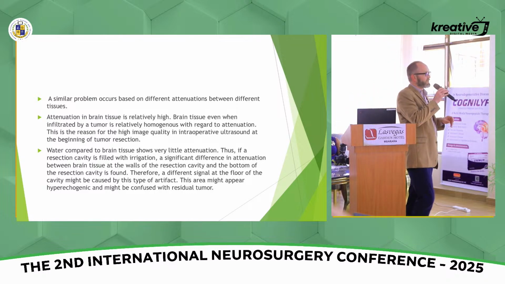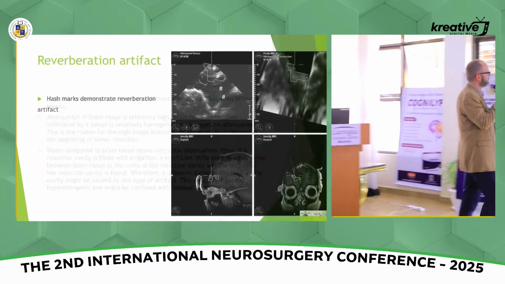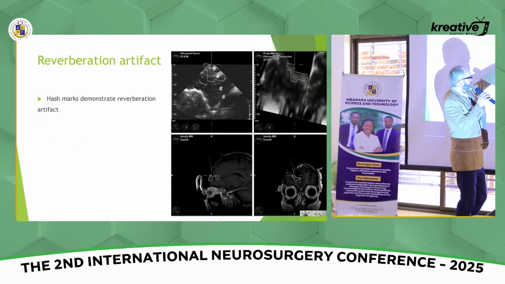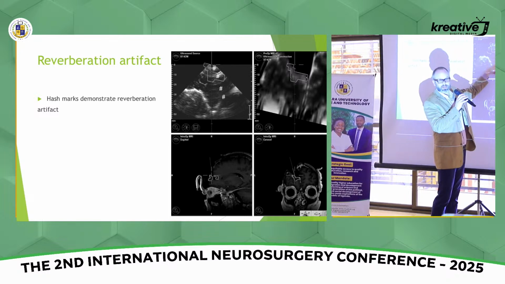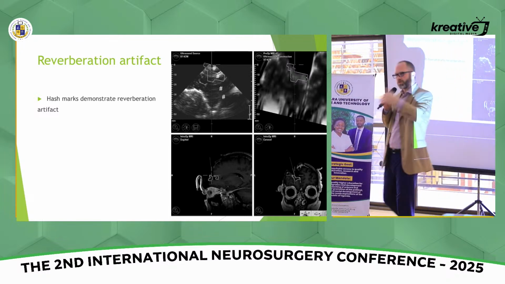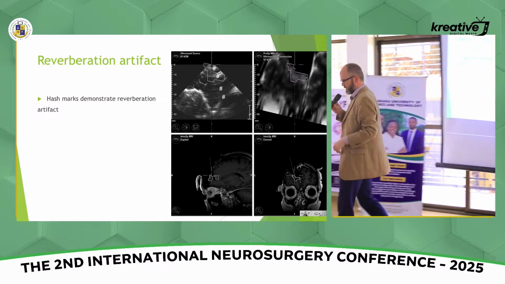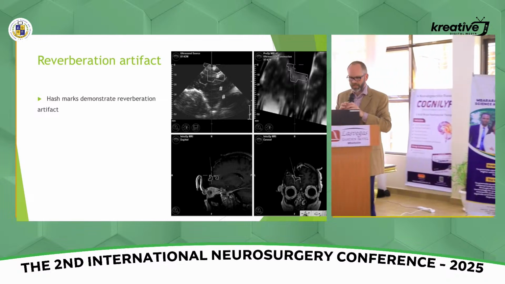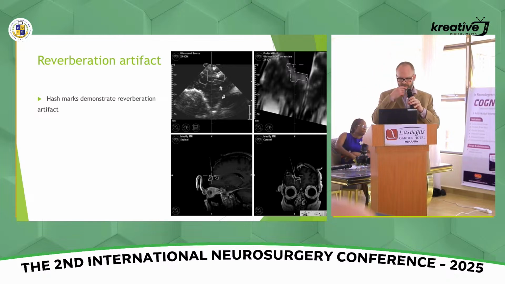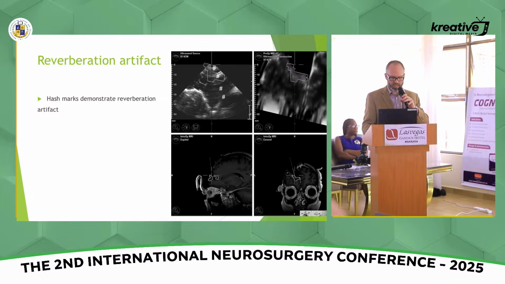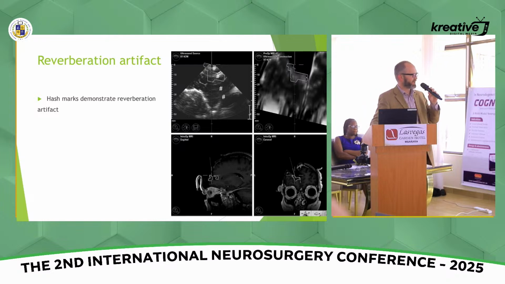So here are some examples. This is a reverberation artifact. Often if your probe is at the edge of the bone, you'll get these stripes because bone attenuates most signal, and you'll get a reverberation artifact behind the bone, or sometimes complete dropout of signal. Here we showed what happens at the back of a fluid-filled cavity, where everything gets brighter.